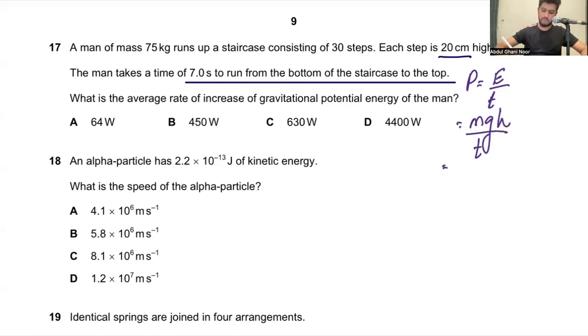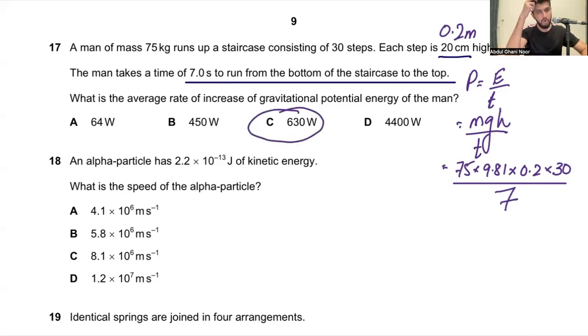The mass of the person is 75. The value for g is 9.81. The height of each step is 0.2 meters, 20 centimeters, 0.2 meters. But how many steps do we have? We have 30 steps. You take that 30 into consideration, divided by the total time, which is 7 seconds. And that gives you the answer as C, 630 watts. 630 watts is the answer.